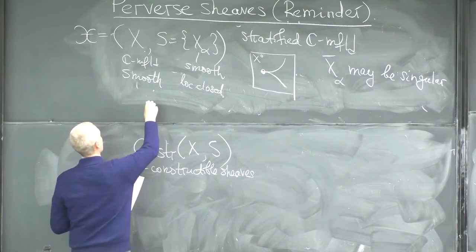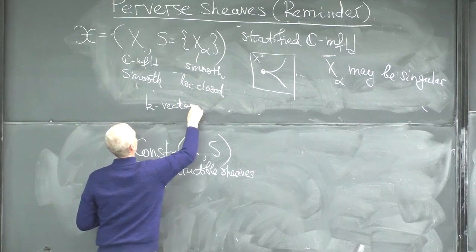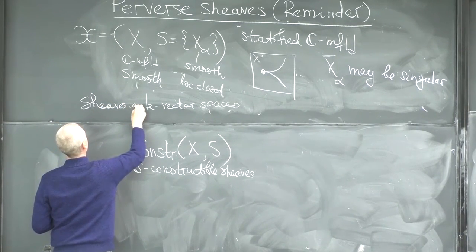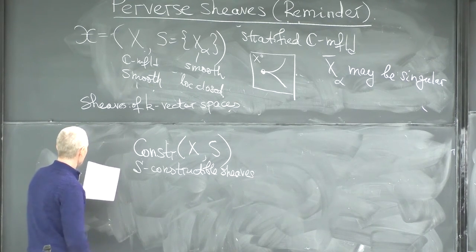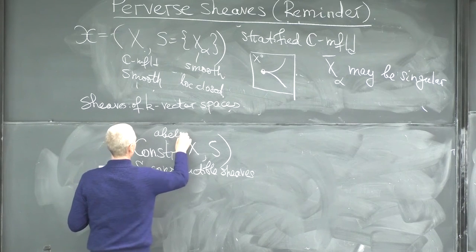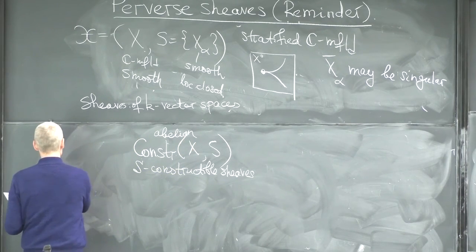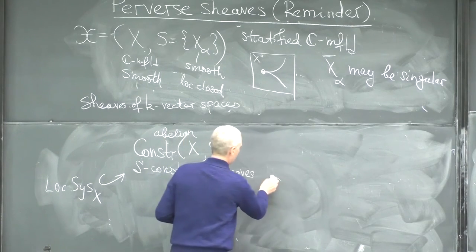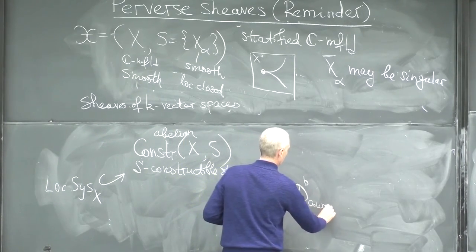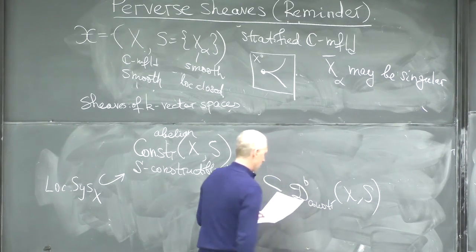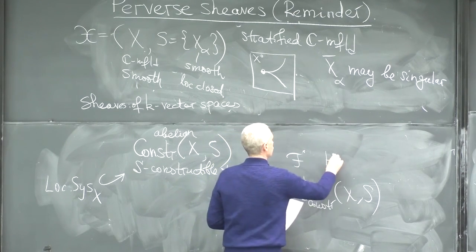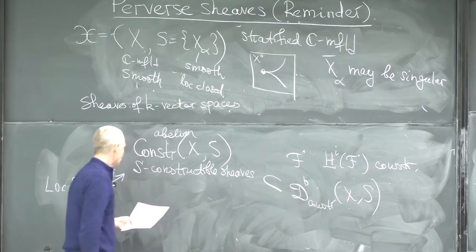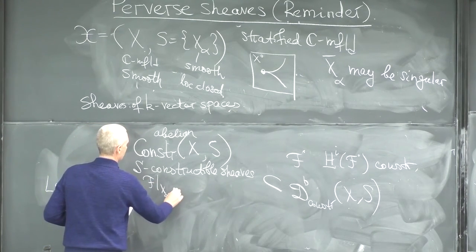When speaking about sheaves, I will speak of sheaves of K vector spaces, where K is a field. So this is an abelian category, which contains the category of local systems on X. And it's contained in the category of constructible complexes, D constructible, X S, which means complexes of sheaves such that each cohomology sheaf is constructible. And this means that the restriction to any stratum is a local system.